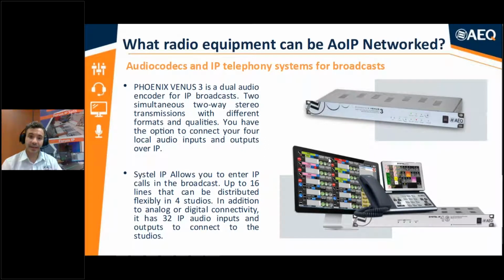So it's really unique. This one, Systel IP, is able to manage up to 16 incoming calls at the same time. It's quite flexible, so you can route and send all your incoming calls and distribute them in your different studios, up to 4 studios in this case. And obviously it has the Dante interface, and has 32 IP inputs and outputs in this case.